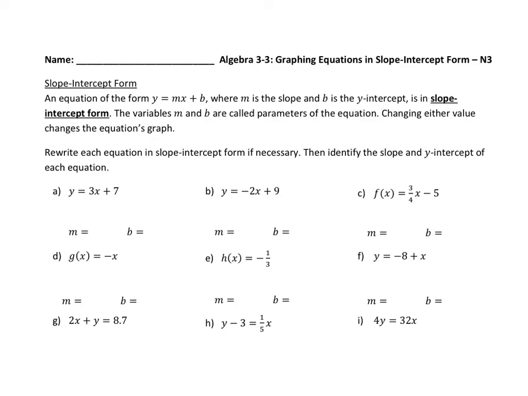Algebra Unit 3, Lesson 3, Notes 3, Graphing Equations in Slope-Intercept Form. An equation in the form of y equals mx plus b, where m is the slope and b is the y-intercept, is in slope-intercept form. The variables m and b are called parameters of the equation. Changing either value changes the equation's graph.